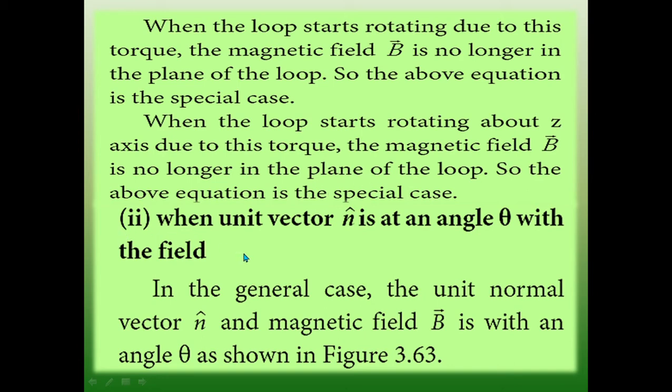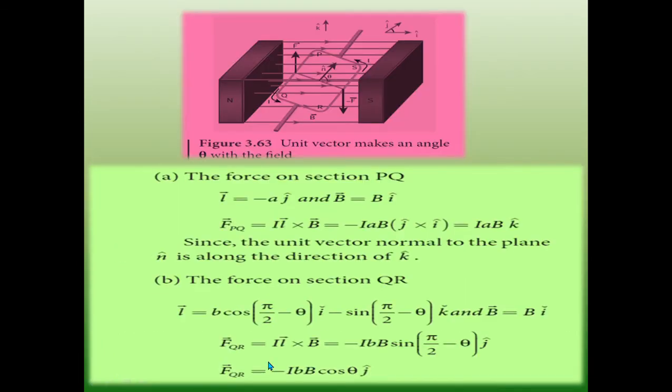That is the second point: when the unit vector n cap is at an angle theta with the field. In the general case, the unit normal vector n cap makes an angle theta with the magnetic field B vector, figure 3.63 here.